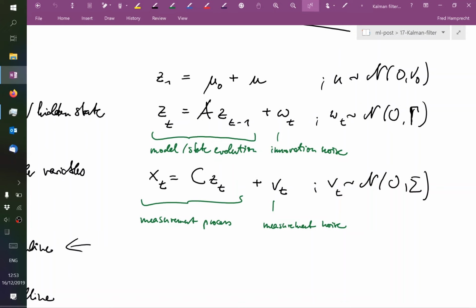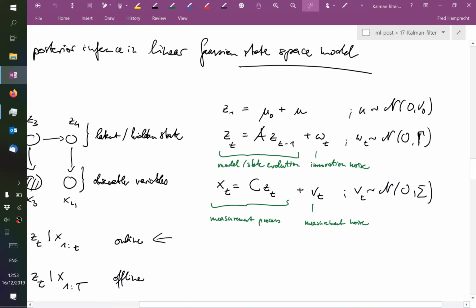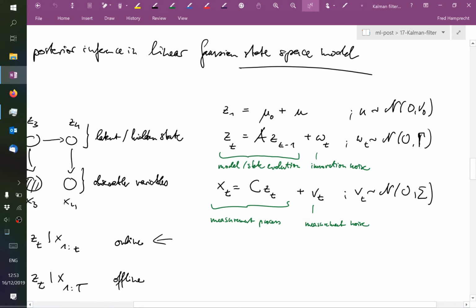Yes? How does the noise influence the results? So noise are like hyperparameters you have to choose, but how does it change the outcome? Okay, so you see that we have many parameters. How big is my measurement noise? How big is my innovation noise? Let's say if I make the innovation noise large and the measurement noise small, then my system will always believe the measurements and the hidden state will update very quickly.